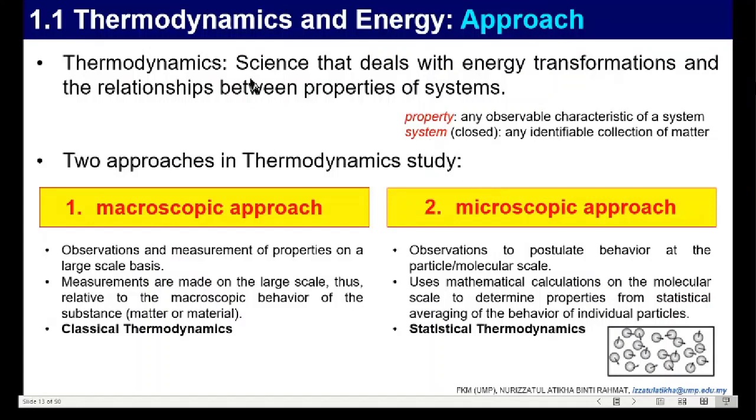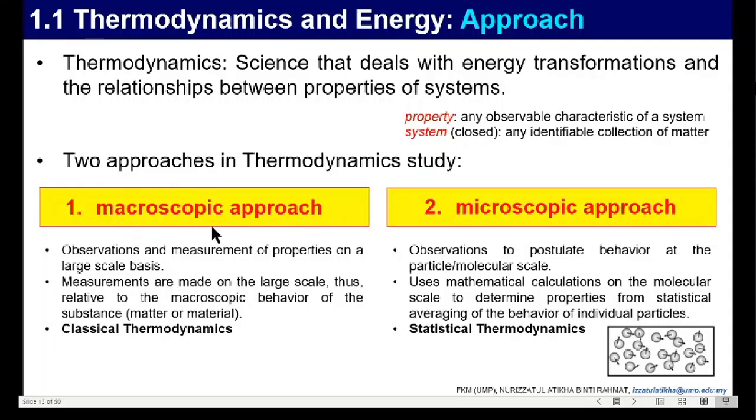Okay, now let's see the approaches to thermodynamics and energy. As we already learned, thermodynamics is a science that deals with energy transformations and the relationships between properties of a system. A property is any observable characteristic of a system, and a system is any identifiable collection of matter. Now, what are the approaches in thermodynamics? We actually have two approaches. First, the macroscopic approach, and second, the microscopic approach.